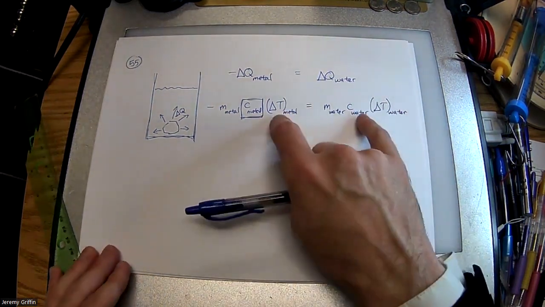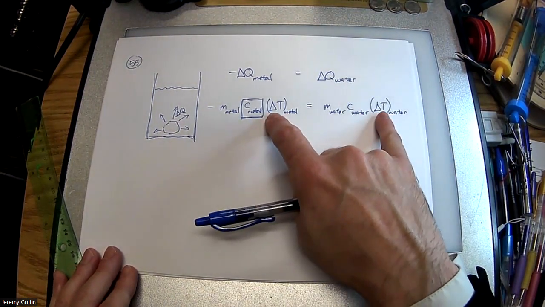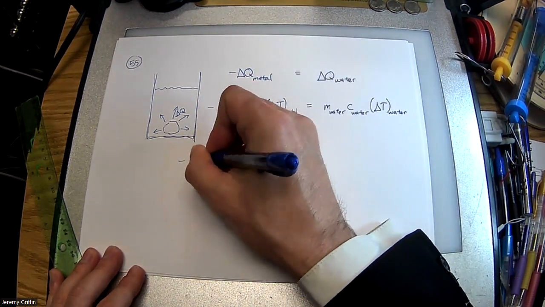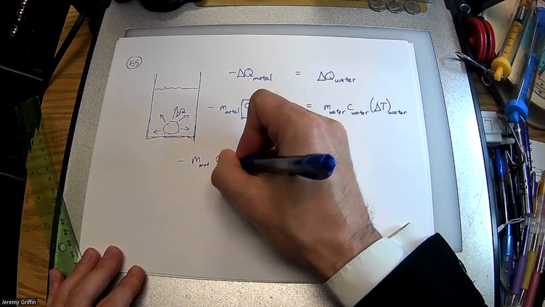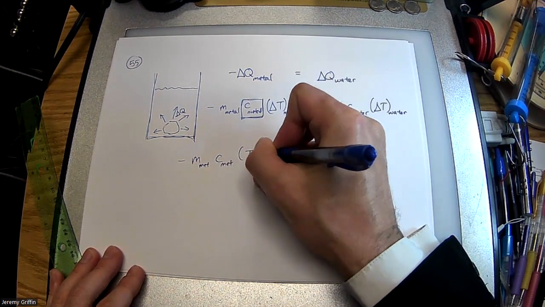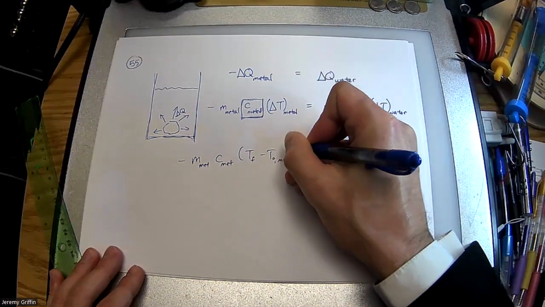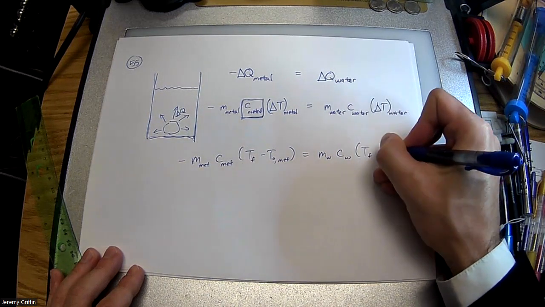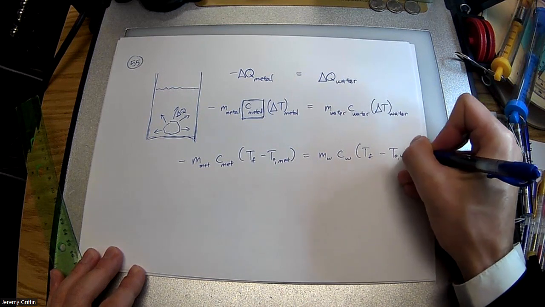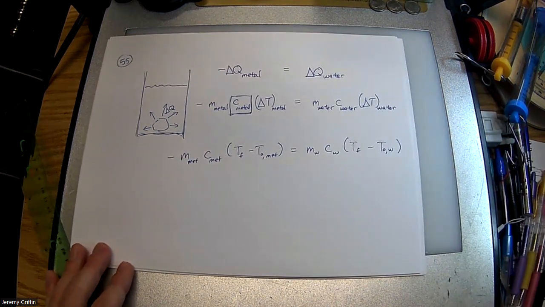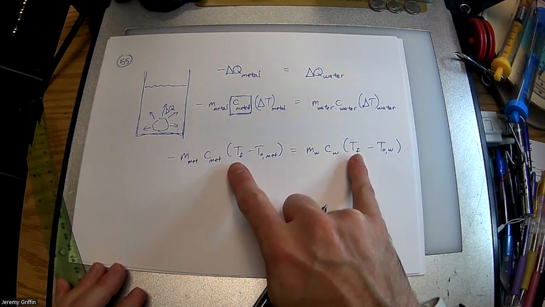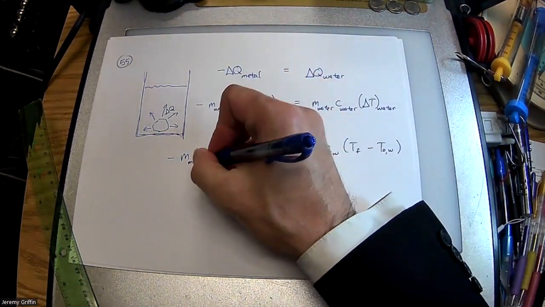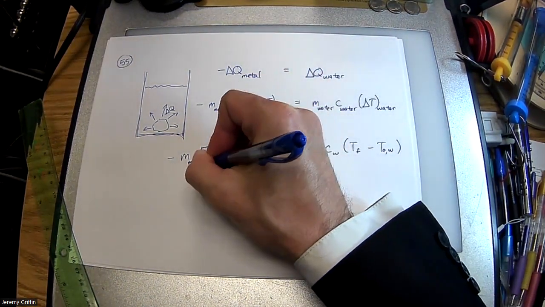I'm going to do one more substitution before I put in numbers, which is this delta T, the change in temperature. I'm going to rewrite that as final minus initial. So mass metal, specific heat metal, temperature final minus temperature initial metal equals mass water, specific heat water, temperature final minus temperature initial water. They both have the same final temperature because eventually they reach that equilibrium value, which is the same for both, which is the number I gave you. You should have everything except for the specific heat capacity of this mystery metal.